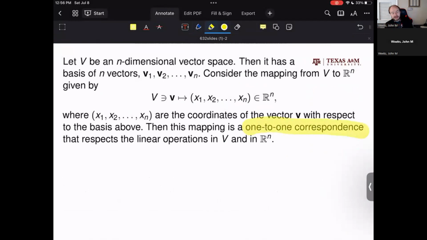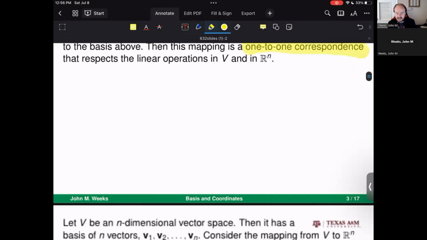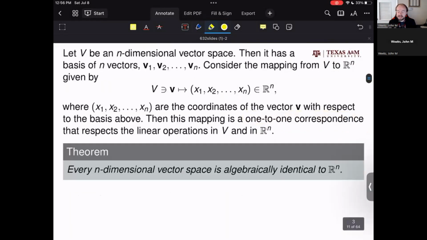And then what's more, it respects the linear operations. Remember, again, the linear operations are addition and scalar multiplication. If you add two vectors in V, what are the corresponding coordinates? You add the coordinates together. If you take a scalar multiple of a vector, you just scale the coordinates. So this is a theorem that tells us that every n-dimensional vector space is algebraically identical to Rn, in terms of how they behave as vector spaces.